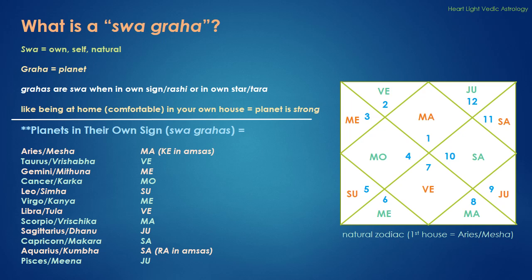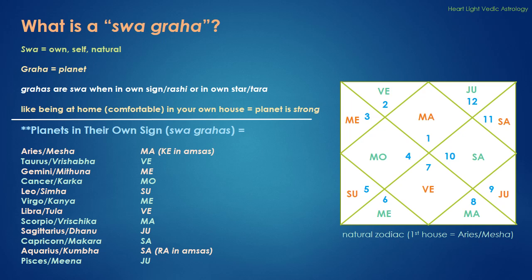Okay. So basically, if you look on the right, this chart here is a natural zodiac. What that means is I've put the first constellation of Aries or Mesha in the first house. So this is a North Indian style chart. To get to the first house, you go to that top diamond in the middle. It happens to have a 1 in the bottom corner. That 1 does not mean first house. That 1 means the first constellation of Aries or Mesha is in the first house. Okay.